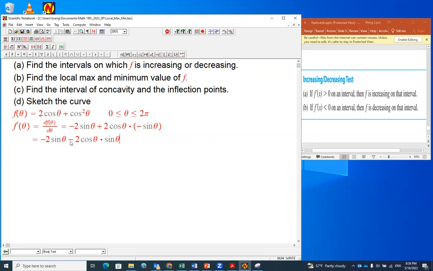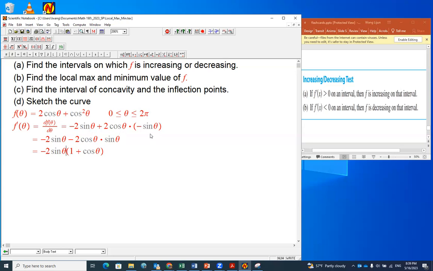And what else can be factored out? We can factor out the sine theta. So negative 2 sine theta can be factored out. If we factor those out, negative 2 sine theta is factored out, and we will get 1 plus cosine theta. Okay, double check that we should be able to go back: negative 2 sine theta times 1, negative 2 sine theta times cosine theta. So we are able to go back.